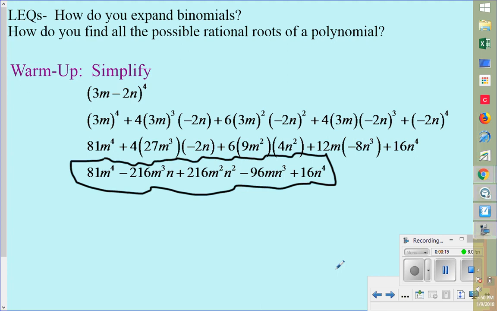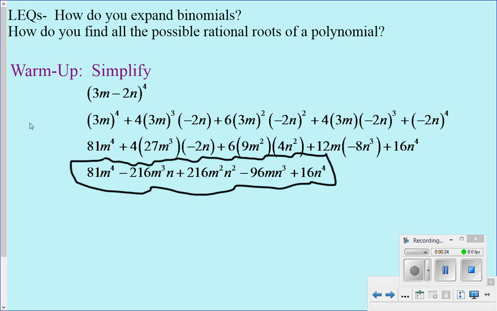So here's the warm-up. First of all, we use Pascal's triangle up to row 4, and we use those numbers to get the coefficients 1, 4, 6, 4, 1. Then we take the first term, 3m, to the 4th power, then to 3, then to 2, then to 1, then to 0. And the negative 2n goes to the 0 power, and then to the 1 power, the second power, the third power, and the fourth power.